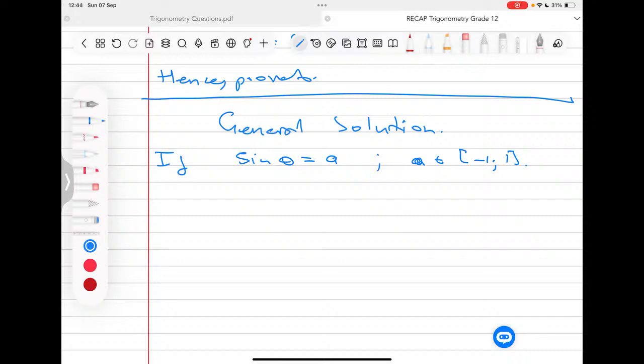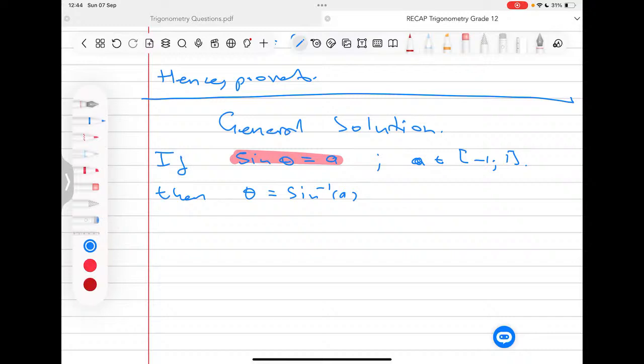So if you have an equation that looks like this, and you want a general solution for it, you will take the inverse of this function. You will say sine inverse of a, right? On your calculator you can press the sine inverse. When you take the sine inverse, you'll only be left with that theta there, which is an angle. So it helps you to find the angle, right?